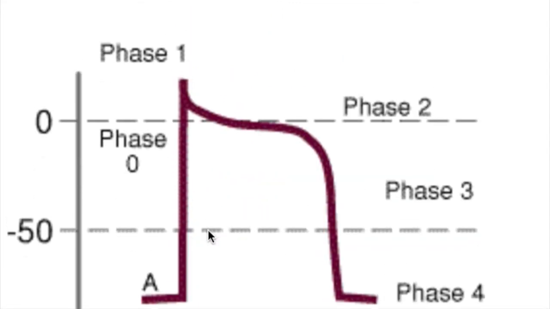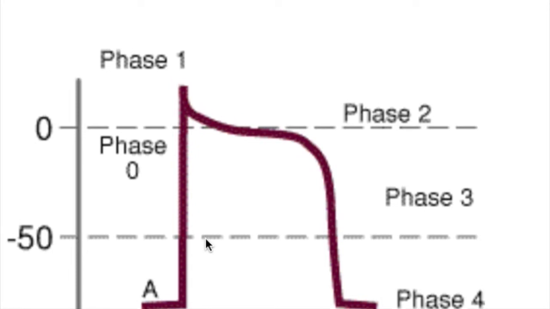So what is the action potential of the cardiac muscles? Where is the plateau? What is the plateau in the action potential? Plateau is the phase 2. And what happens in phase 2? The calcium channels open and the potassium channels close. So calcium enters in.